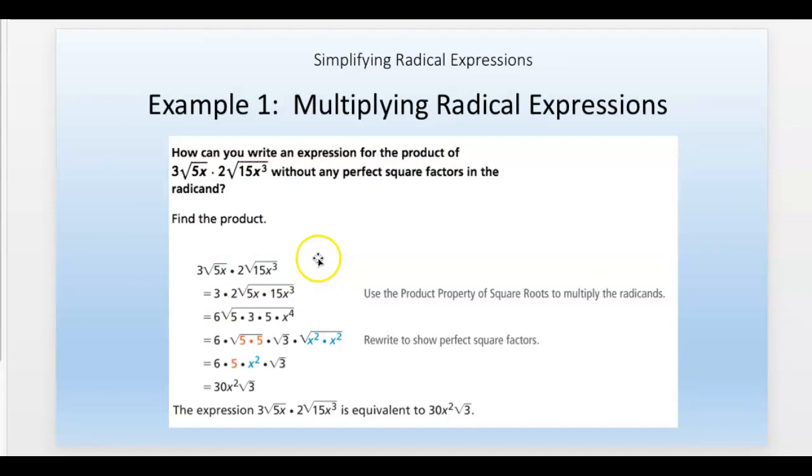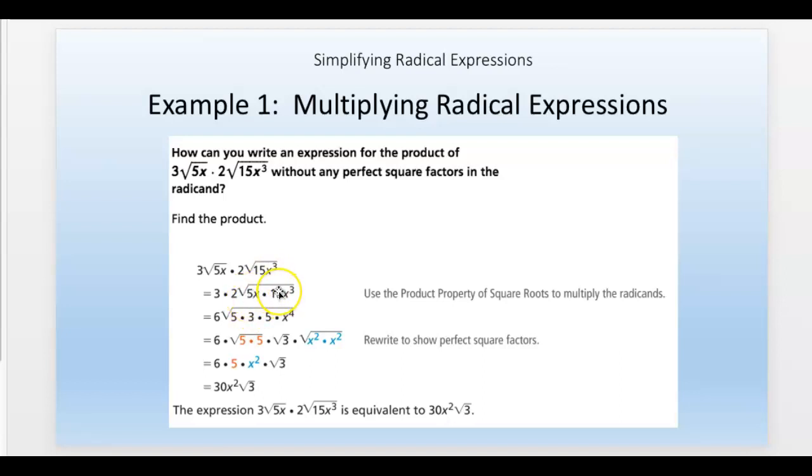All right, we can multiply the radical expressions together. It's kind of like multiplying like terms. You take the coefficients, in this case the 3 and the 2, and put them together. 3 times 2, that's 6. Then take the radicands, the numbers that are inside underneath the radical, and multiply them together. And then simplify it, which is what we're doing here.